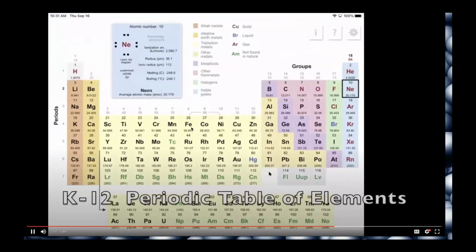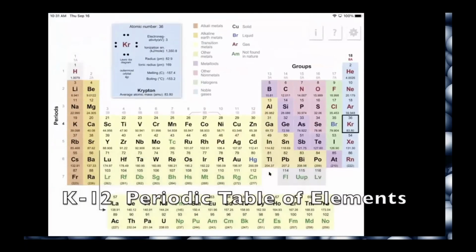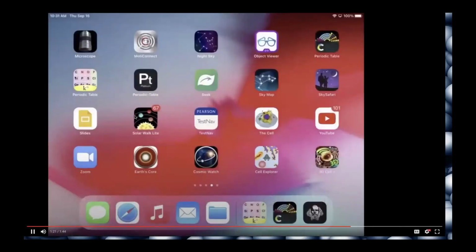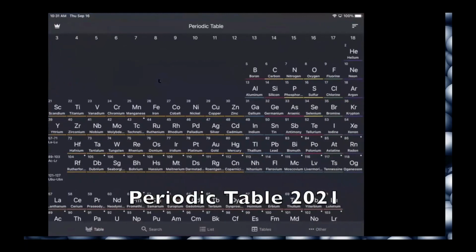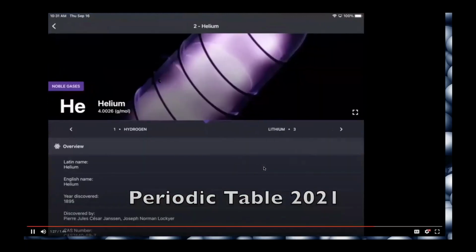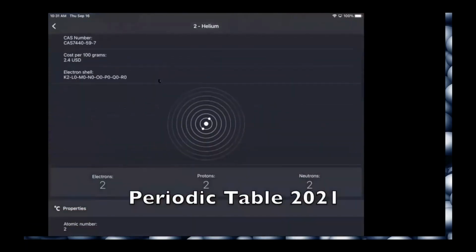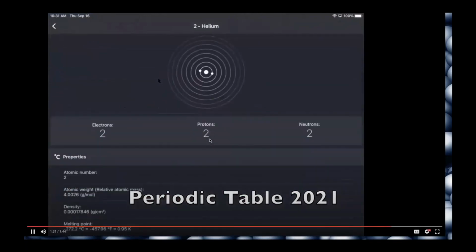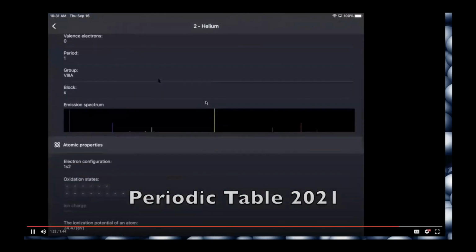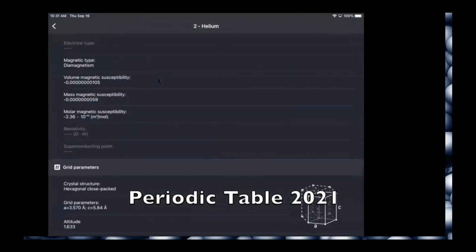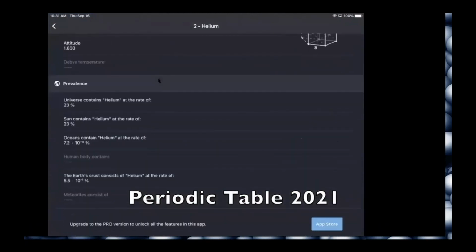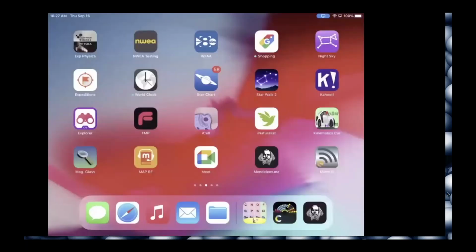The next app we're going to look at is a very simple one. It's the K12 Periodic Table of Elements app. This one's very simple, but it does show the Lewis dot structure. And then the last one is the Periodic Table 2021, also another simple app, but it does give you information on those electrons and how they're located, where they're located, the uses and the simple properties of each of those elements.